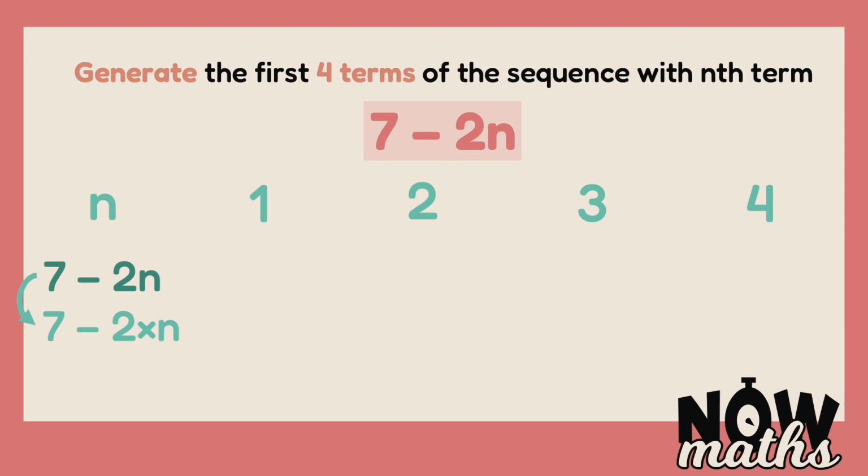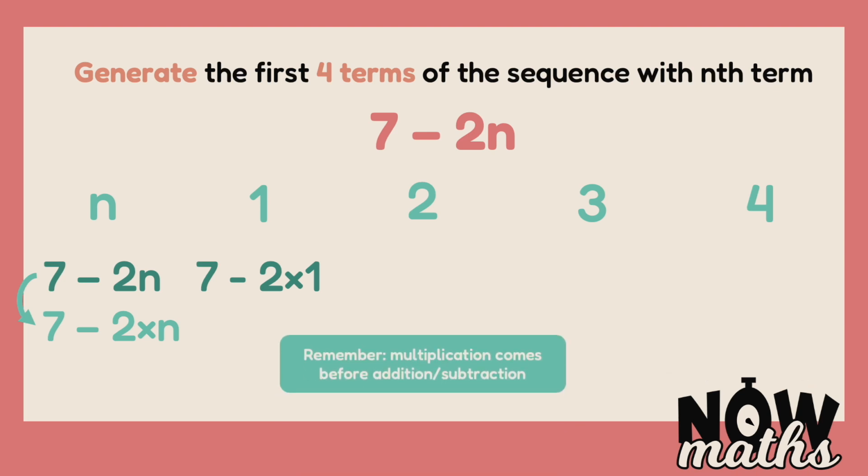So when n is 1, we're going to have 7 subtract 2 multiplied by 1. And just like the previous questions, we need to remember to do the multiplication before the subtraction if we're using the orders of operations correctly. So 2 multiplied by 1 is 2. And then 7 subtract 2 will give us 5.